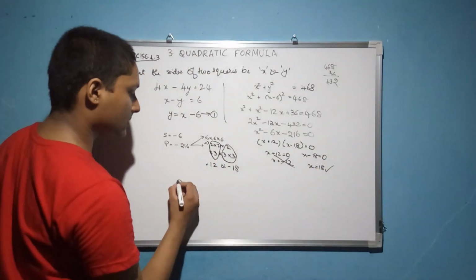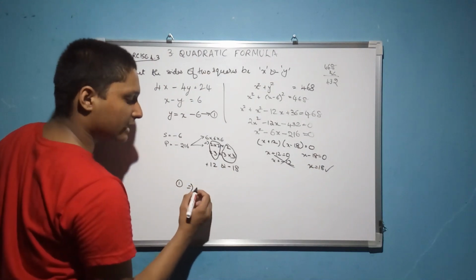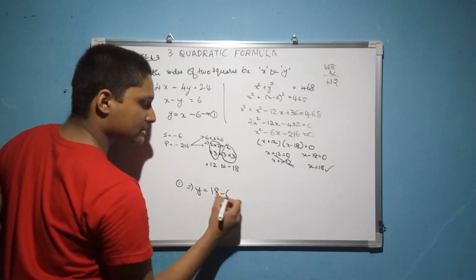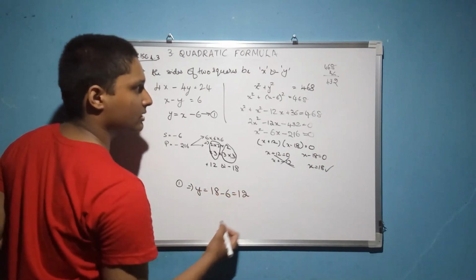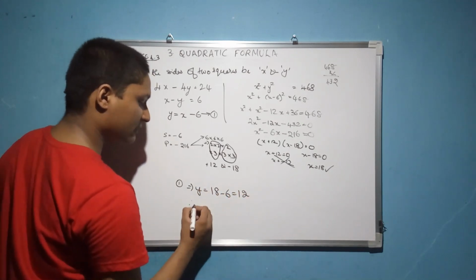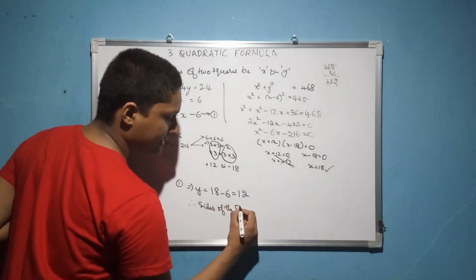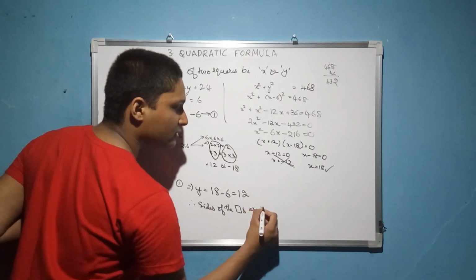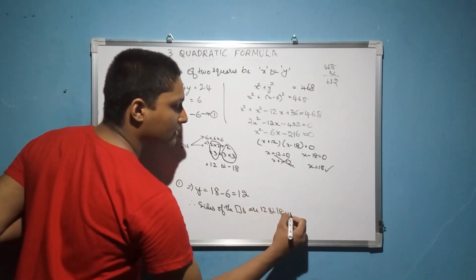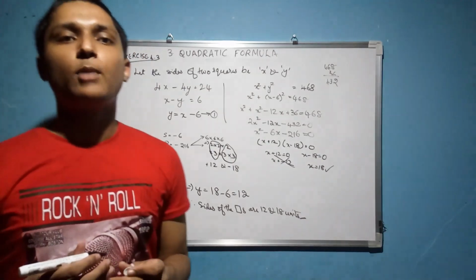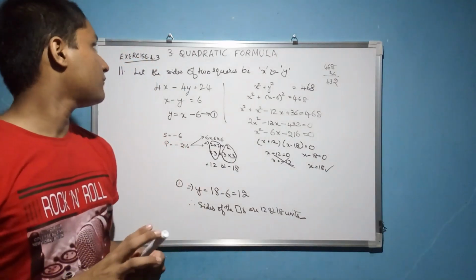So from the first equation I can find out that the side of the other square is going to be 18 minus 6, that is 12. Therefore the sides of the squares are 12 and 18 units. That's it. This is about the exercise 4.3.